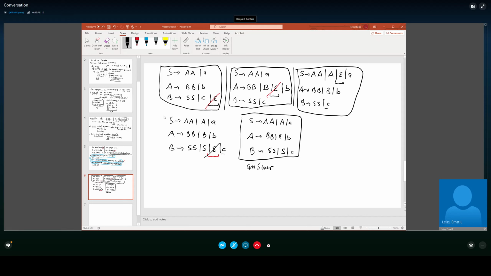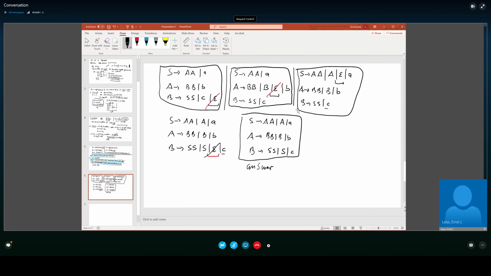And then finally, we get rid of the S goes to epsilon, which means there is B goes to SS. So this is the same, except I get rid of the epsilon. This is exactly the same.